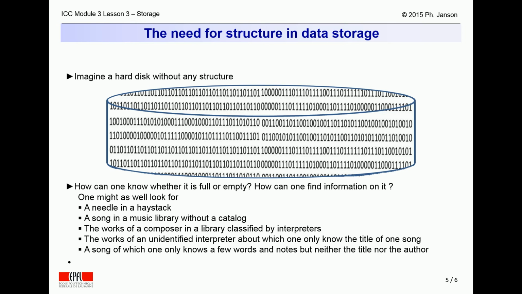for a needle in a haystack, looking for a song in a music library without a catalog, looking for the works of a composer in a library classified by interpreters, looking for the words of an unidentified interpreter about which one only knows the title of one song, or looking for a song of which one only knows a few words and notes, but neither the title nor the author. To do any better, even Google needs structure, and indeed creates some by indexing the web in a way that we will see later in this set of clips.